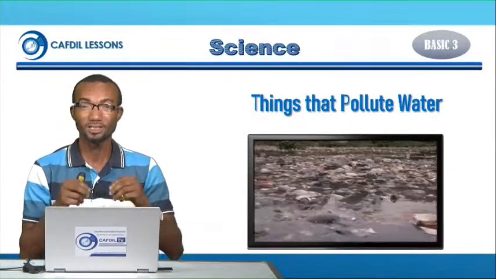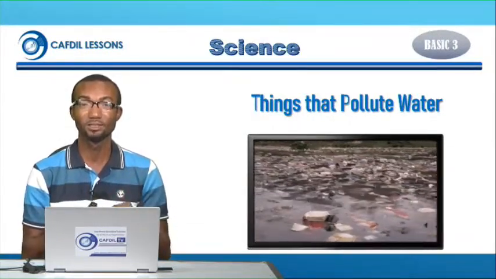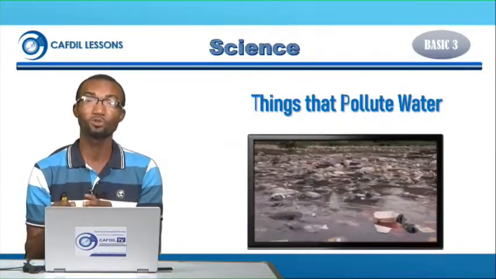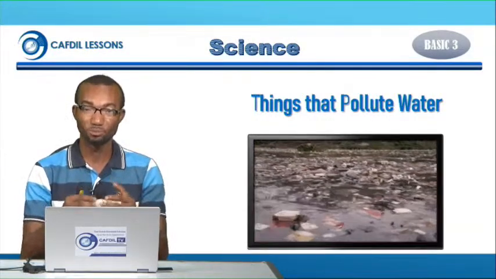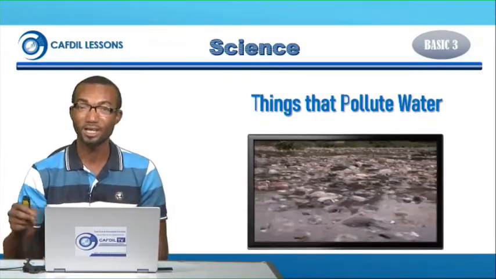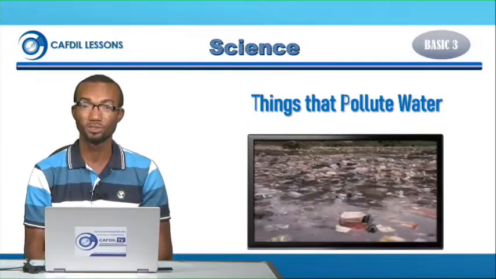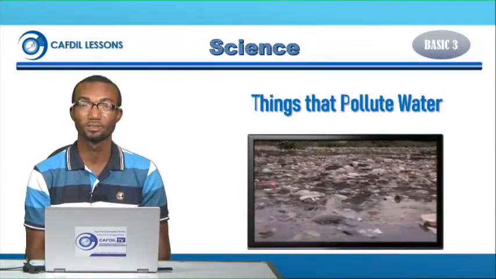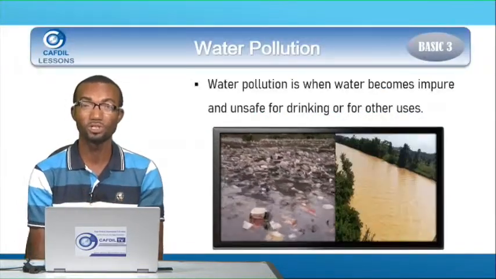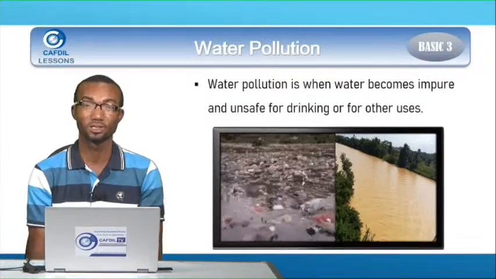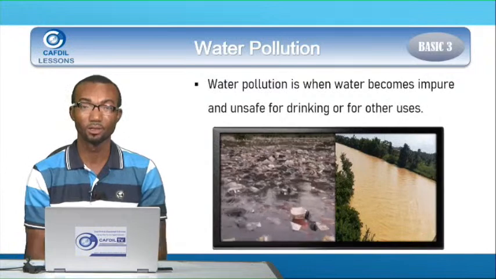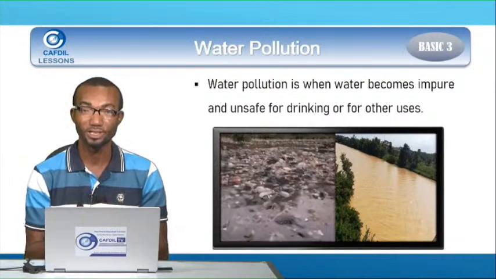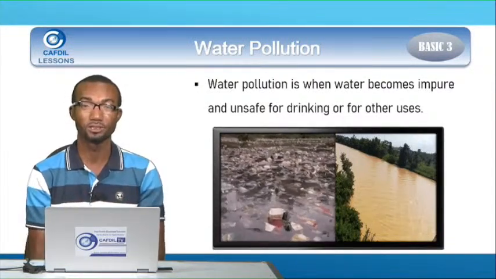Now we are going to look at things that pollute water so that you can differentiate good water from bad water, and also prevent water from being polluted, because you have seen the everyday uses of what we use it for. So let's move to things that pollute water. But before that, let's look at what pollution is. When we say pollution, what does it mean? Water pollution is when water becomes impure and unsafe for drinking or for other uses.